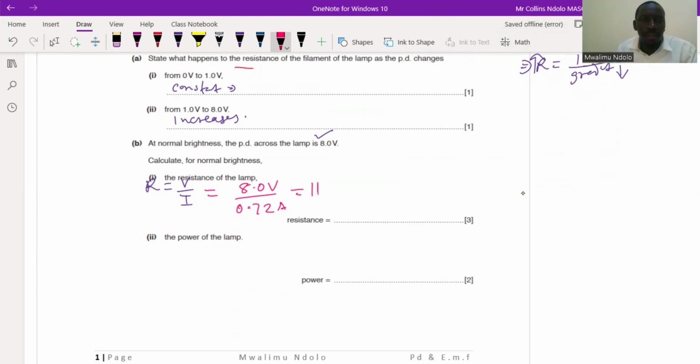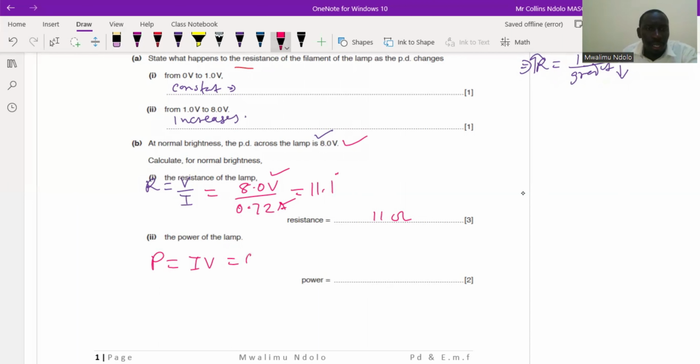This becomes 11.1 recurring. In 2 significant figures, because my values are in 2 significant figures, my value here will be 11. That is ohms, which is the unit of resistance. But for part 2, we are asked to find the power of the lamp. So I have V, I have current, and I have resistance. I can use any. Power P is given by IV, so I will use that here.